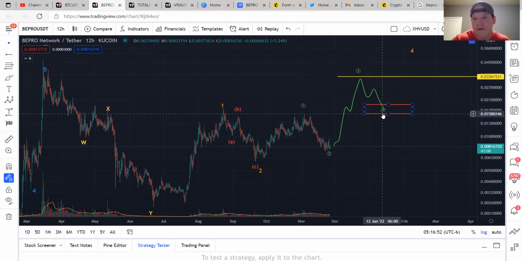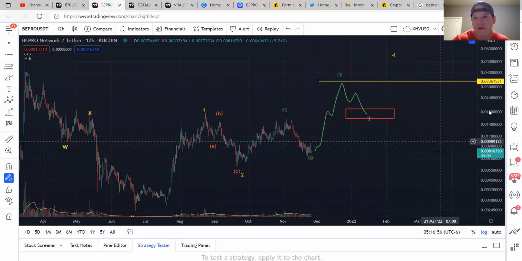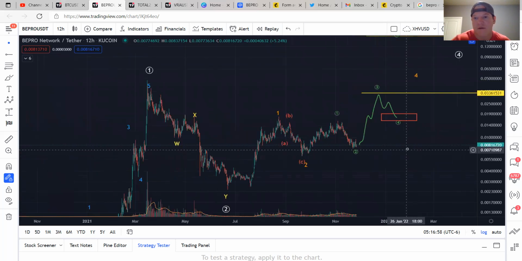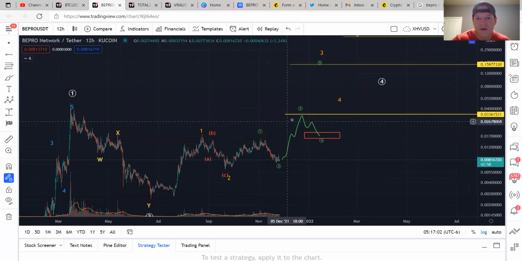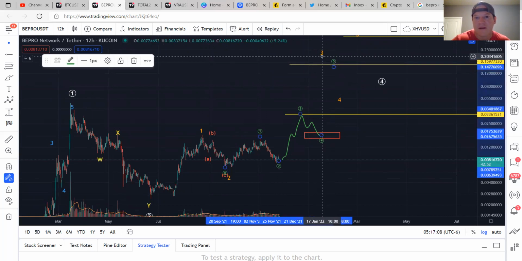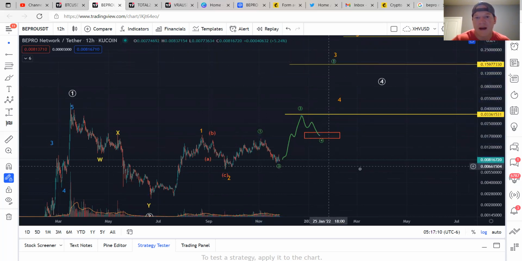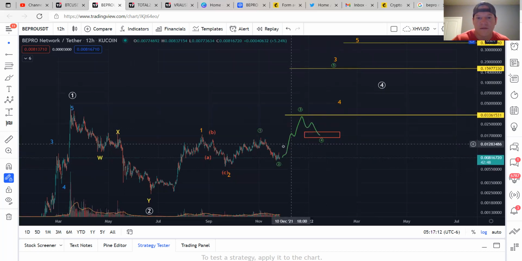All right, so that's what your price action should look like from here, roughly. So now, once you get to your 3, how do you determine your 5? And keep in mind, we've got 2 different things going on here. So you've got your sub-micro of your micro 1. So these are your sub-microwaves.